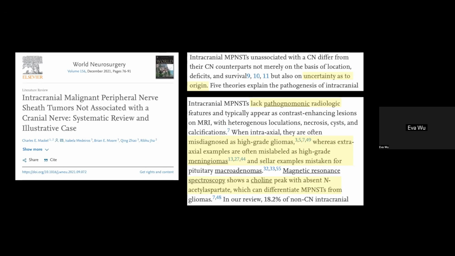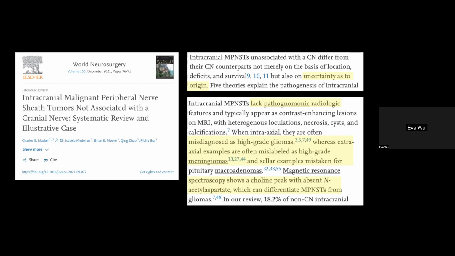And so for intracranial MPNST that are not associated with cranial nerves, the origin of where they come from is uncertain. I also found that they lack a pathognomonic radiologic appearance, and so they usually look like contrast enhancing lesions like ours that are loculated and have calcifications.